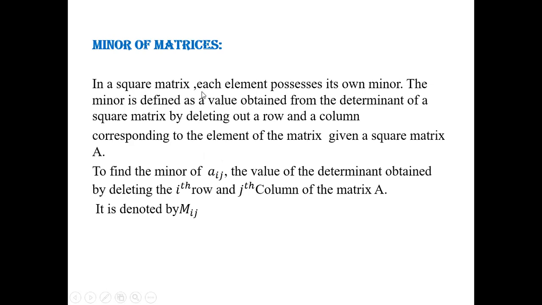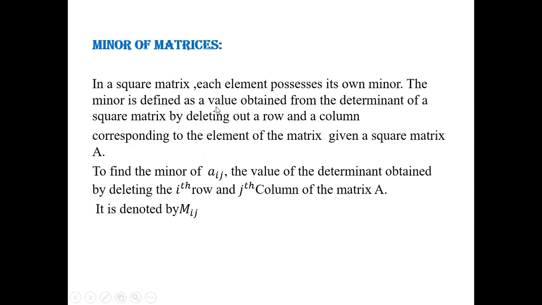All these matrices are square matrices. We already know what a square matrix is. In a square matrix, rows and columns are equal. Each element possesses its own minor. The minor is defined as the value obtained from the determinant of a square matrix by deleting a row and a column. How do we find the minor?